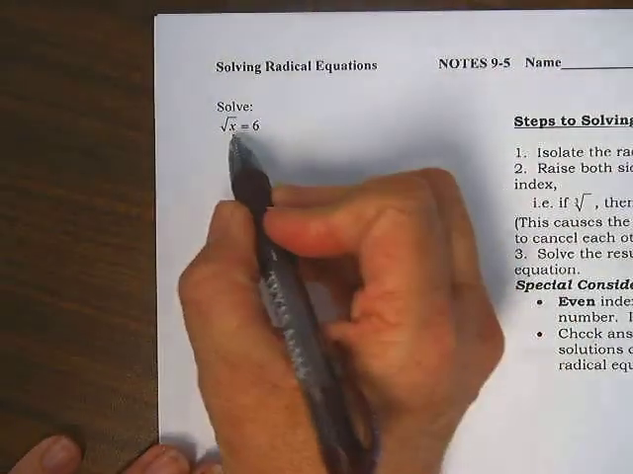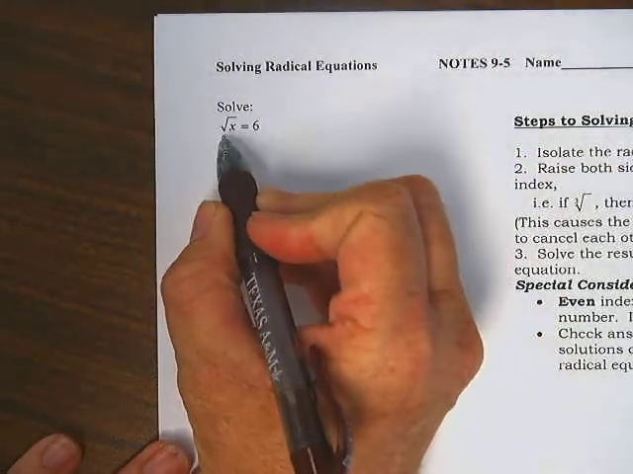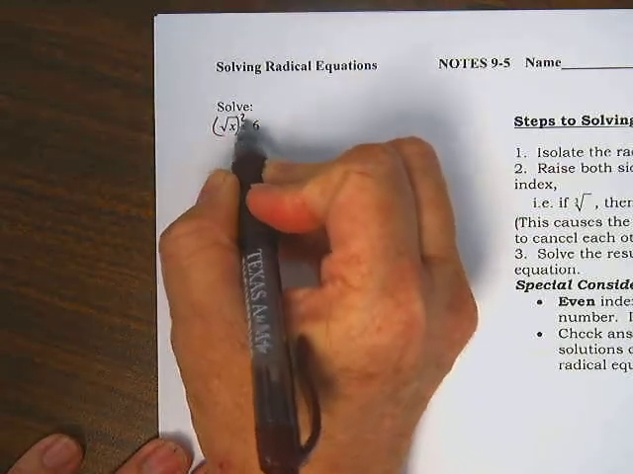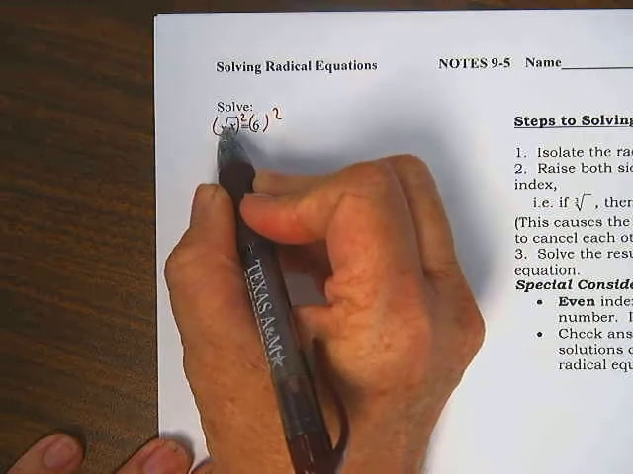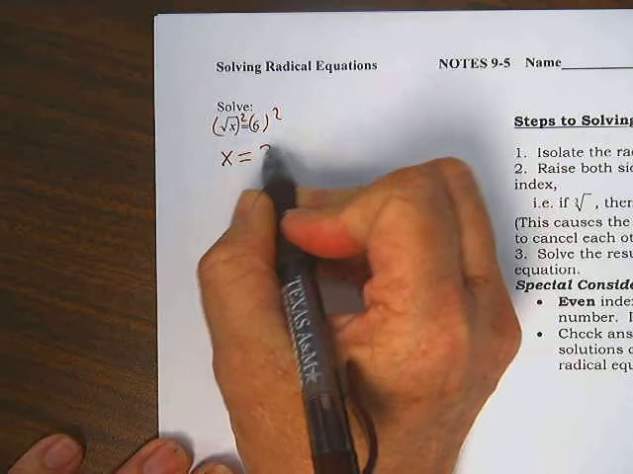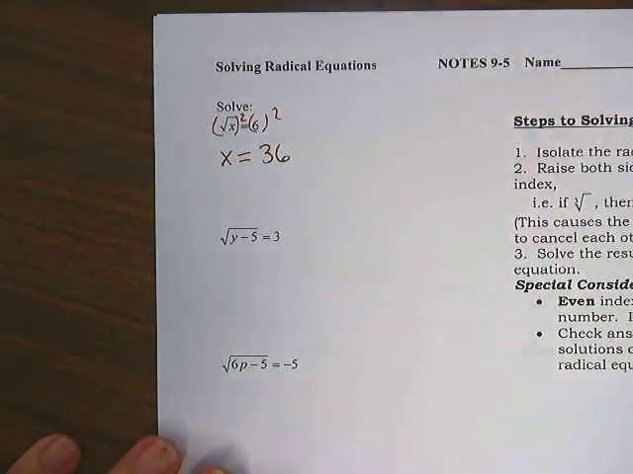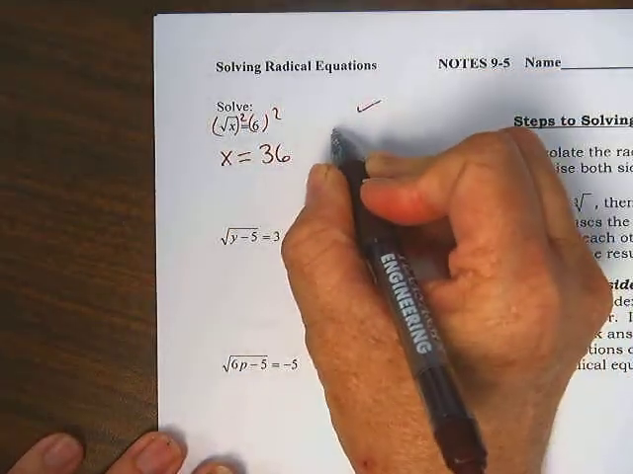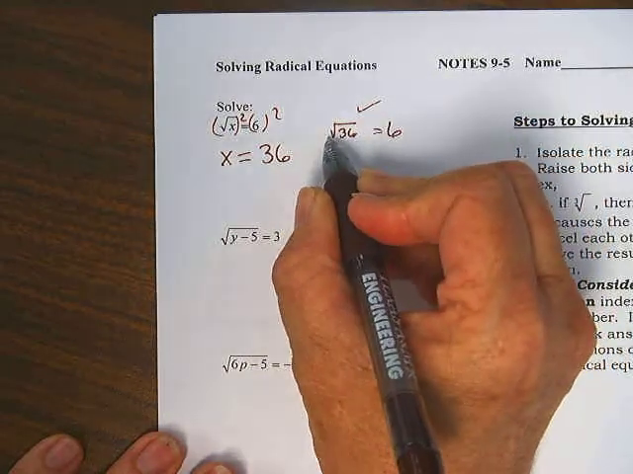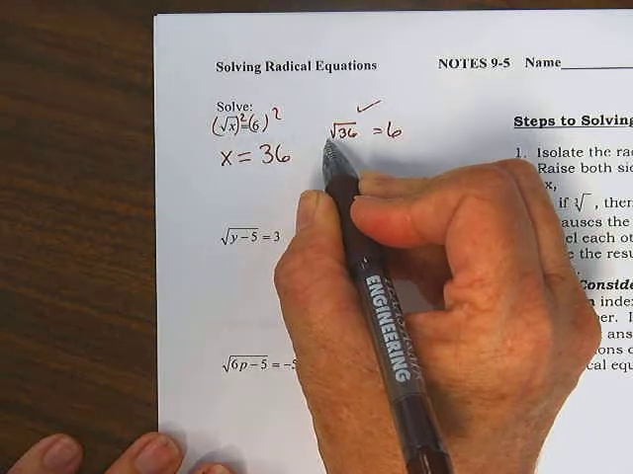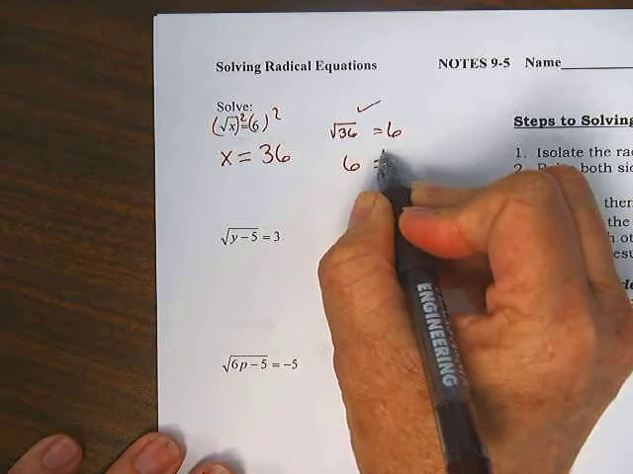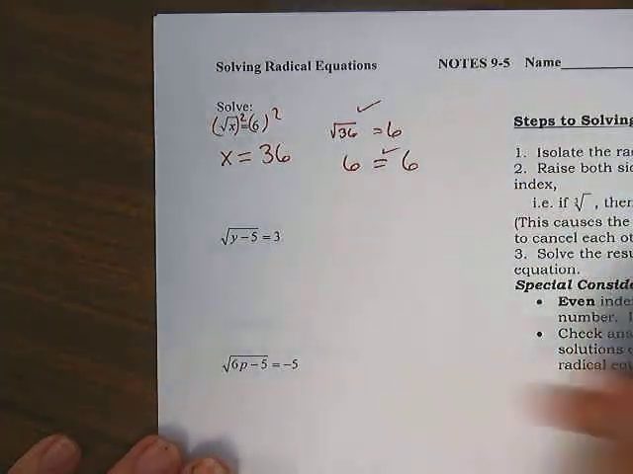Okay, so our first one, square root of x equals 6. The radical is by itself, and that is to the 1/2 power, so I need to raise it to the 2nd power. So the radical and the 2 cancel, and I get x is equal to 36. Okay, and let's just double check it over here. Does the square root of 36 equal 6? Square root of 36, notice there's no sign there, so we assume the positive. So the positive square root of 36 is 6. 6 equals 6. That's a good solution.